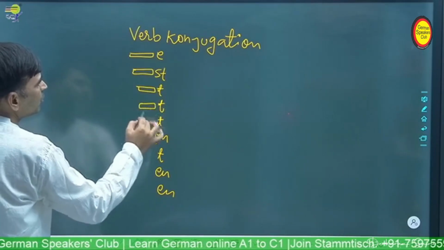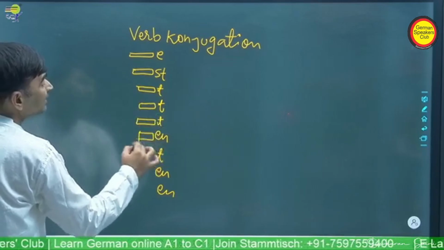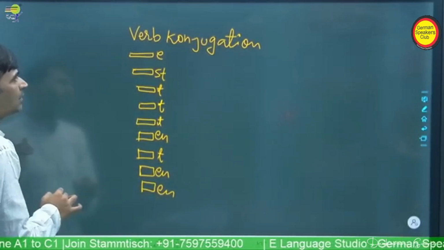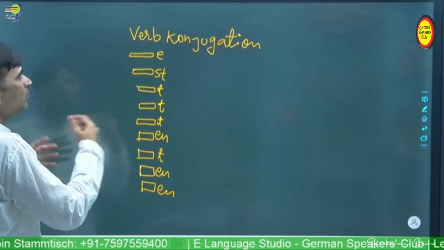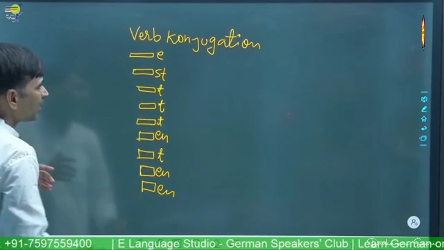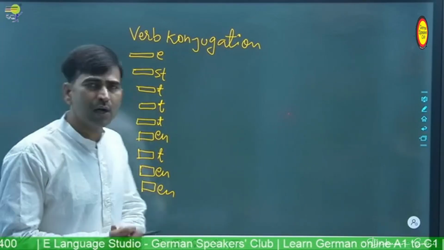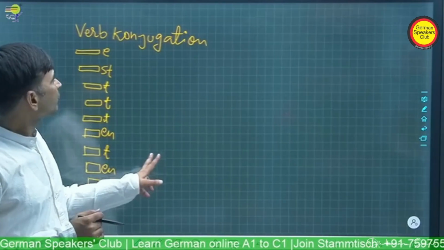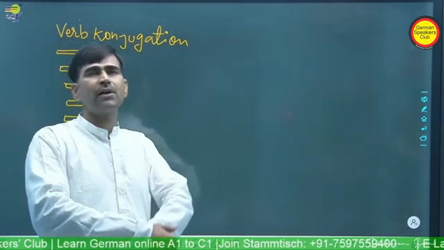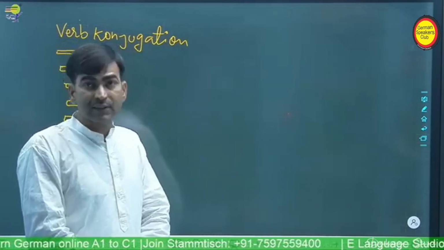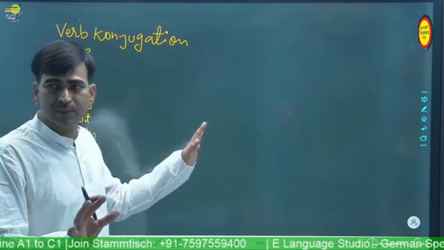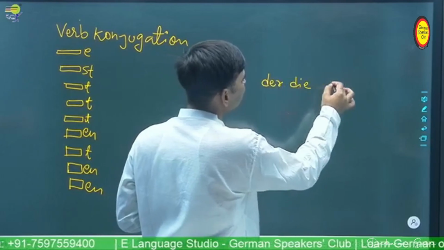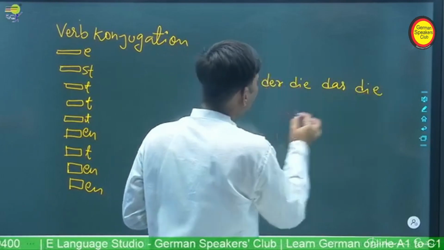Because the main word stays the same, meaning its stem stays the same. So this operation of the verb with E, ST, T, EN, T, EN, and EN, this is called the conjugation of the verb. At some times the verbs have special endings, but normally this is what you do. So this is verb conjugation. The main verb stays the same, which means the root stays the same, and the endings get changed according to the subject.